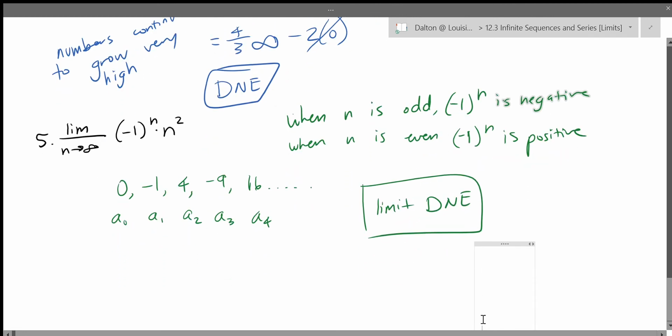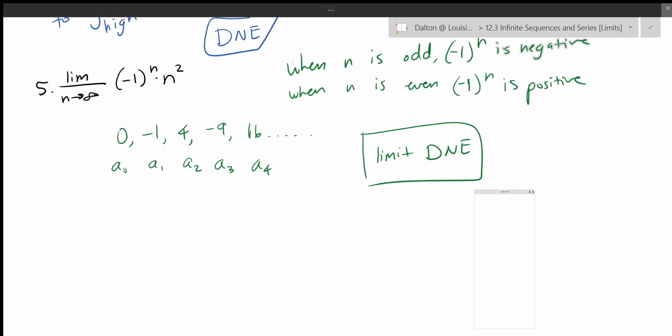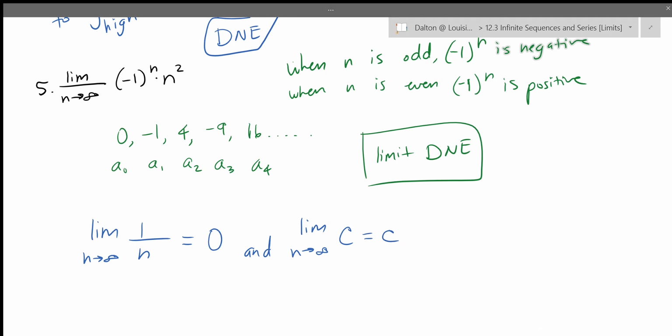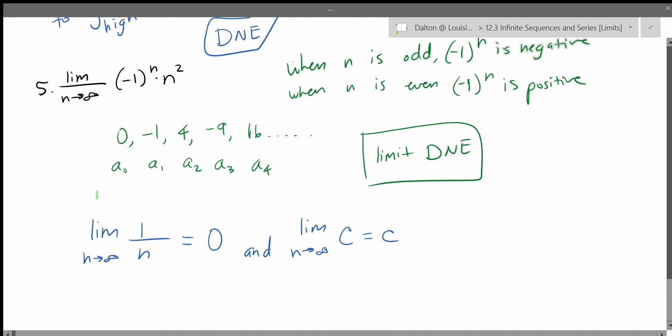Okay, so big takeaways from today. The limit as n approaches infinity of 1 over n, and this goes for 1 over n squared, 1 over n to the 4th power, 1 over n to the 5th power, that number will continue to get really, really close to 0. Other big takeaway from today, the limit as n approaches infinity of any constant number, a list of just that number repeated over and over again, is that constant itself. If you can remember these two things, then you're in good shape.